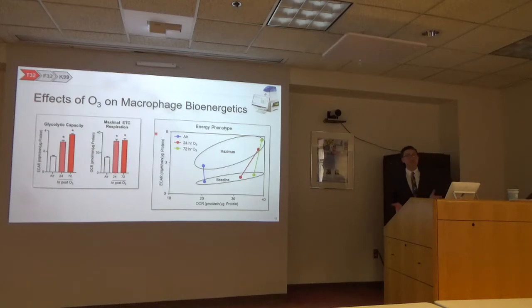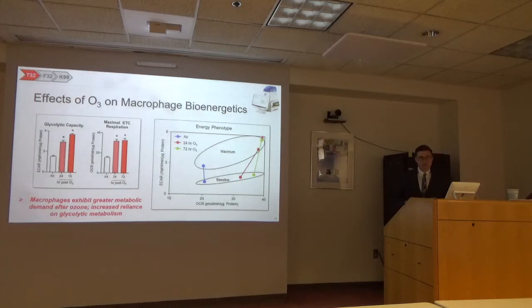We can also look at the relationship between these two metabolic pathways using this energy phenotype map. Here on the x-axis is the oxygen consumption rate, the electron transport chain dependent respiration parameter, and on the y-axis is the extracellular acidification rate, that glycolysis parameter. What we can see at baseline is the macrophages recovered 24 and 72 hours after exposure to ozone, represented by the red and green data points, are shifted farther to the right relative to the air controls, represented by the blue data points, again highlighting that increase in baseline metabolic demand. And we can see that in order to reach their maximum metabolic demand, there's a greater shift to the north on the y-axis after inhalation of ozone, indicating a greater reliance on glycolysis to reach that enhanced metabolic demand.